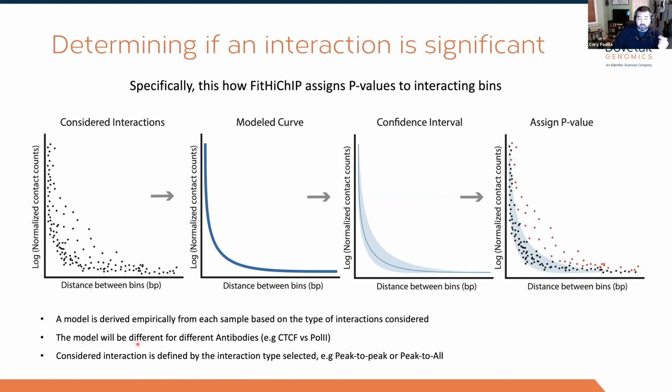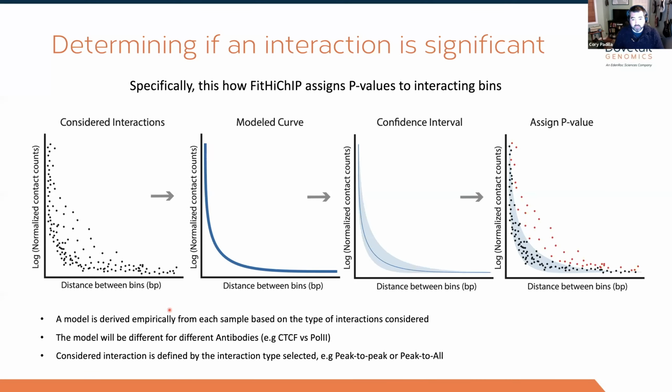Another really important thing to keep in mind is this model will look different for different antibodies. Here I like to think about extremes. Think about CTCF, things that act upon large distances, so you're going to have a higher contact frequency out at these larger distances. But if you go to the other extreme, like maybe Pol II, where you're binding to the promoter site and then elongating over the gene body to transcribe, you're going to have a lot more short interactions. That's why you use your sample-derived data to build this model, because it's going to vary depending on that. The other thing that this model is going to depend on is what type of interaction you consider.